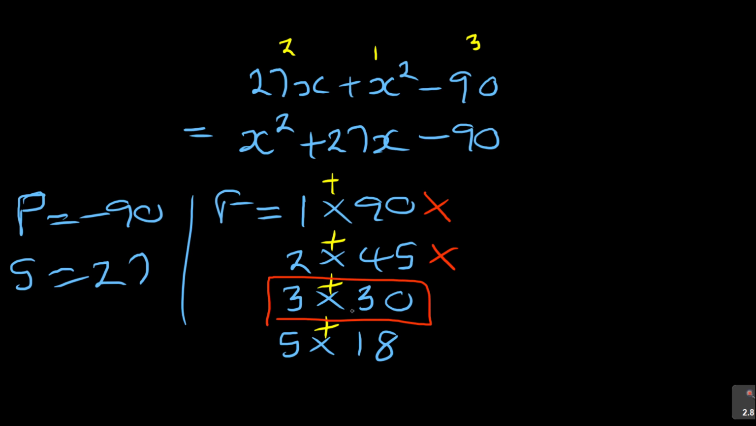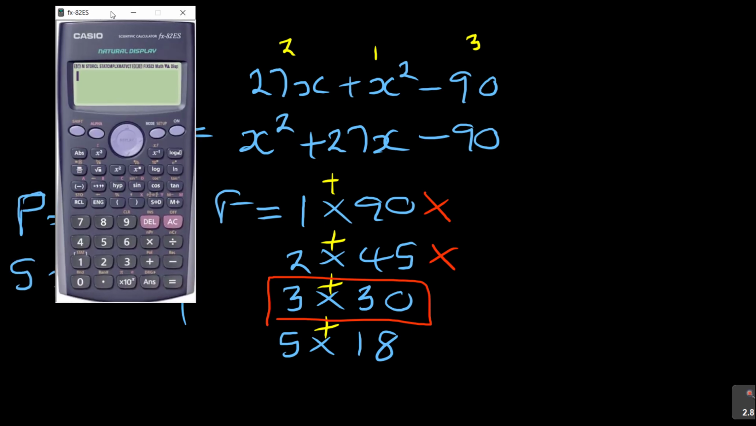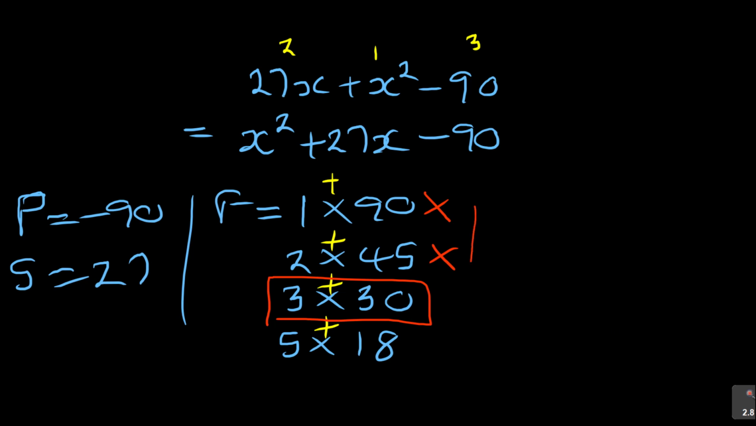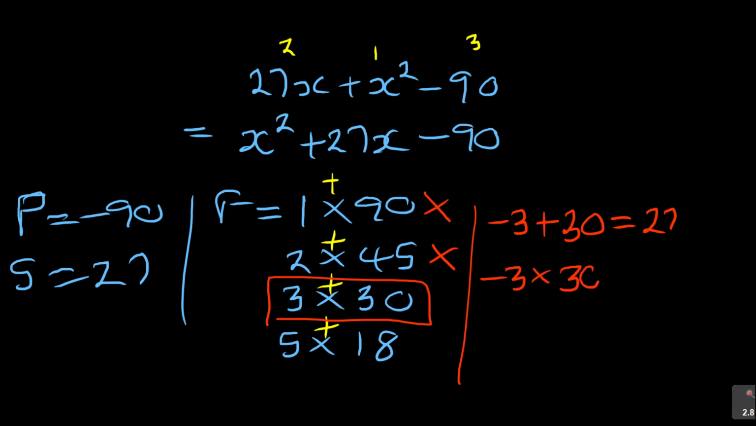Do you see that? Now I take a calculator. I have to find out the signs. I need a positive 27. So if I say 30 minus 3 is what? 27. So look at it, I can have the two numbers. I said minus 3 plus 30. What did it give me? 27. I'm adding, so 3 must be negative. And then minus 3 times 30 is what? Negative 90.